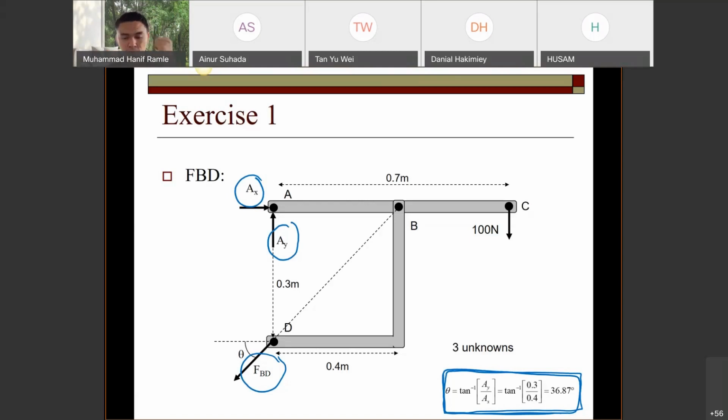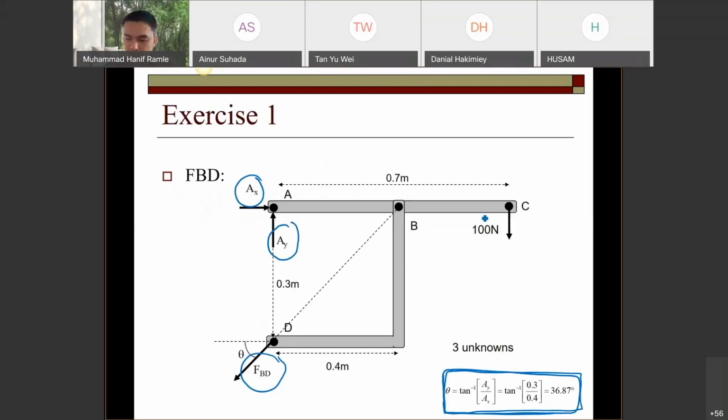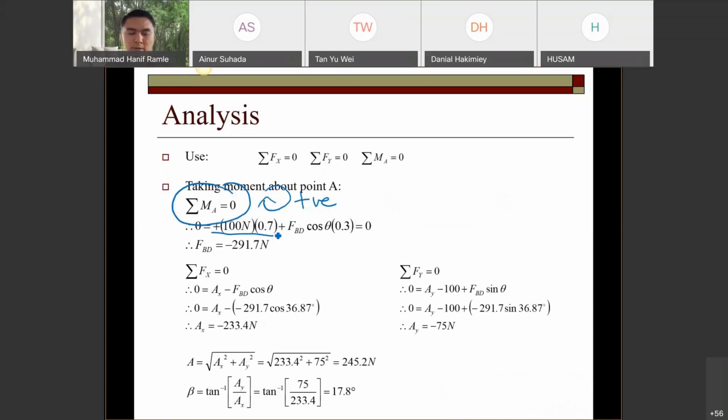So this is the solution. Moment about point A must be equal to 0. In this case, we assume clockwise is positive, so any clockwise will be a positive value. Taking 100 Newton, the perpendicular distance is 0.7, so plus 100 Newton times 0.7, and then FBD.